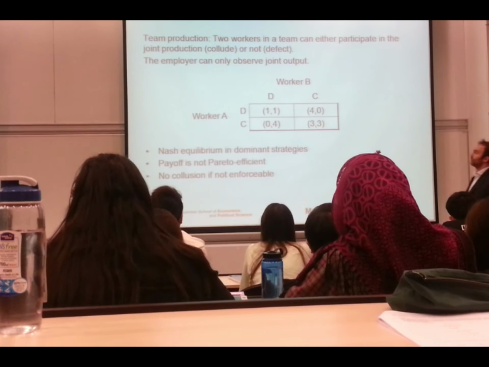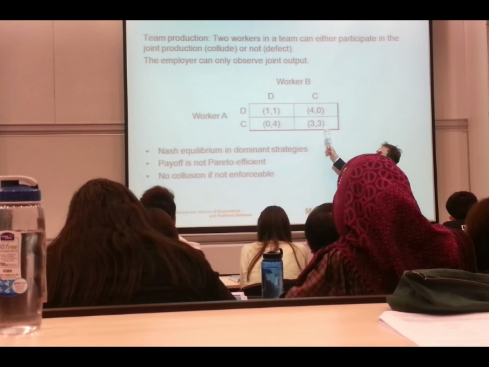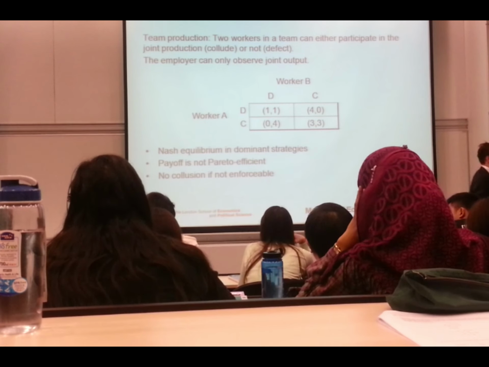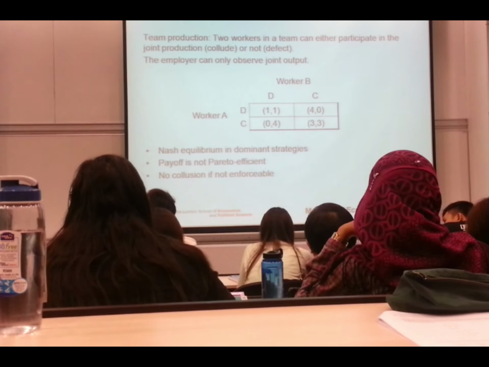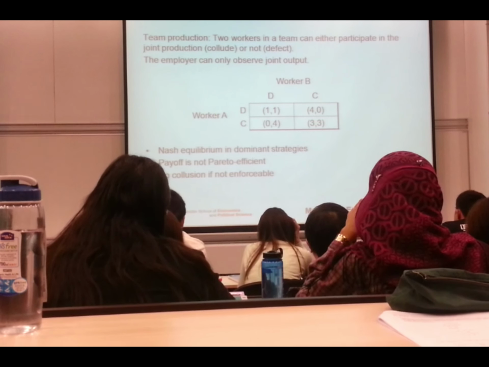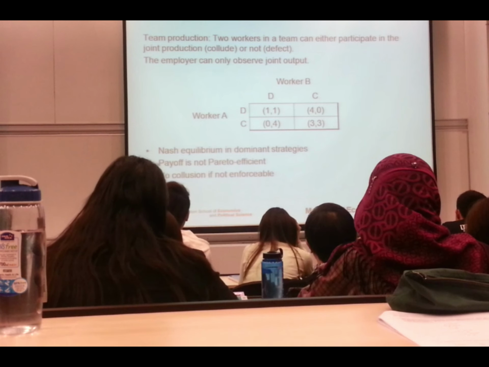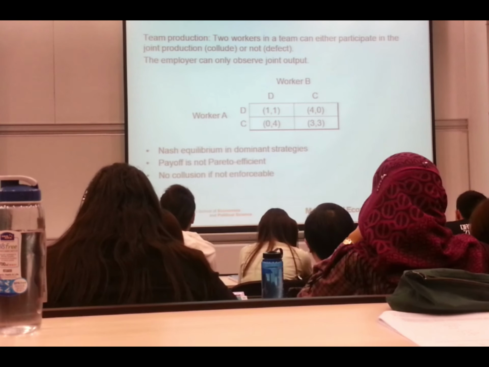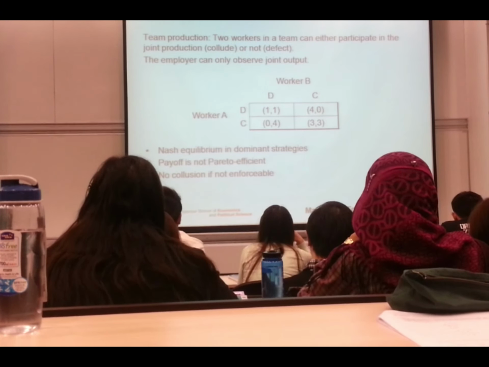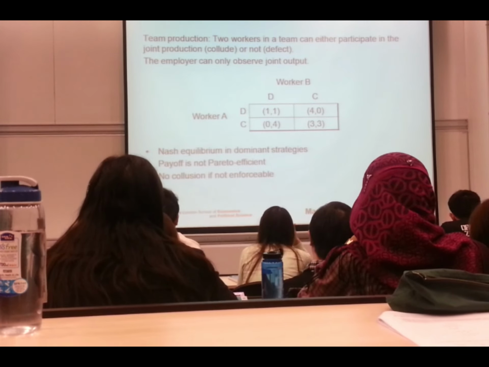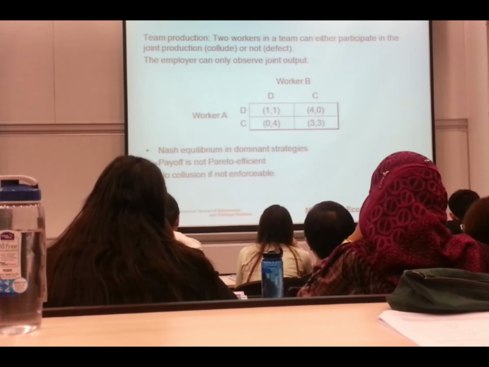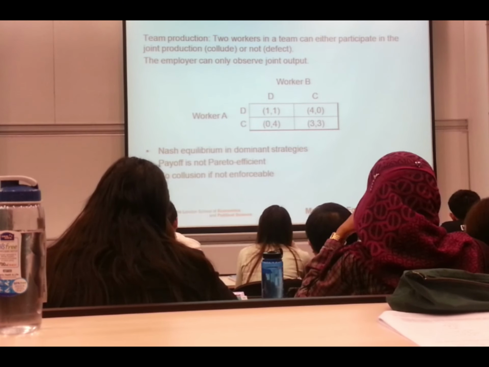It's clear that the best outcome would be for both to cooperate. But once the other player cooperates, it's in the best interest of the other player to deviate. Okay? So it's in fact a natural equilibrium in dominant strategy. Both workers will end up defecting. Both workers will end up getting one because it's a dominant strategy. Whatever the other worker does, it is always best to deviate or to defect.